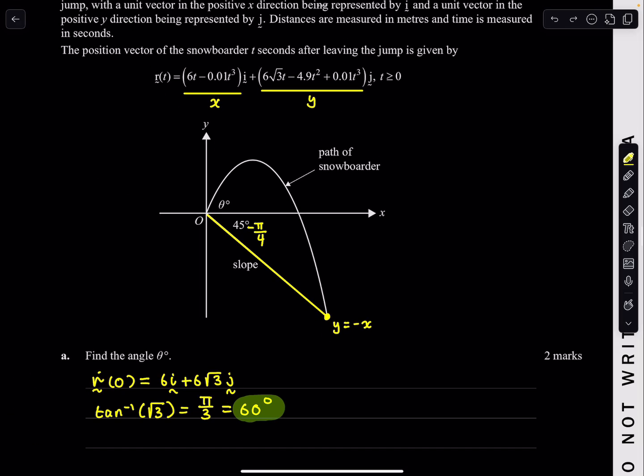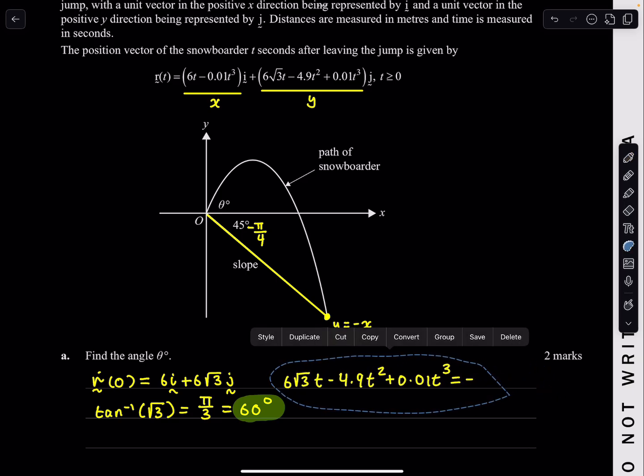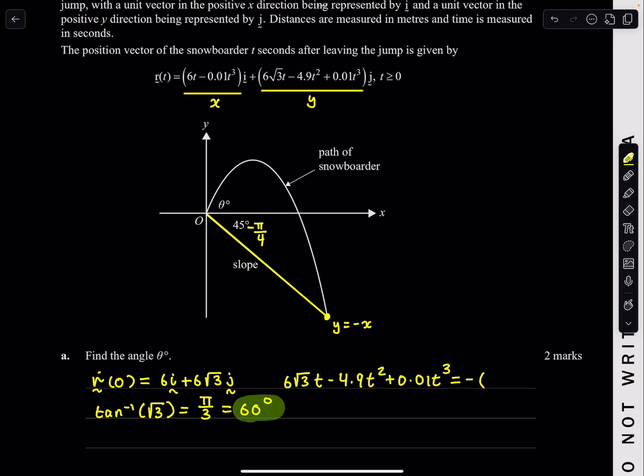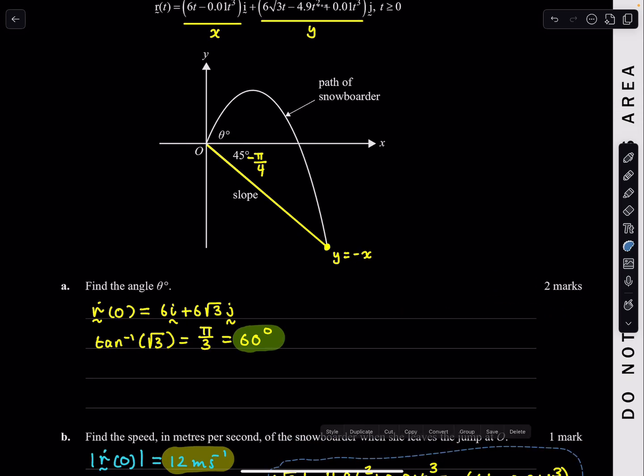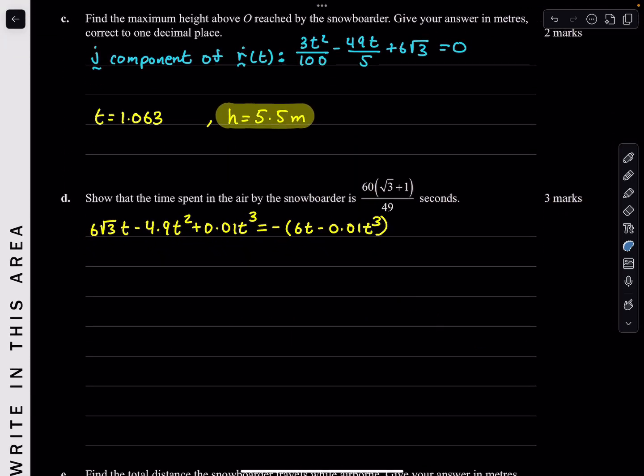So y, which is 6 root 3 t minus 4.9 t squared plus 0.01 t to the power 3, is equal to negative, remember that's negative, and what's my x? Negative 6t minus 0.01 t to the power 3. Done. So I'm going to use this equation and solve it. Let's bring it down to my equation. There it is.